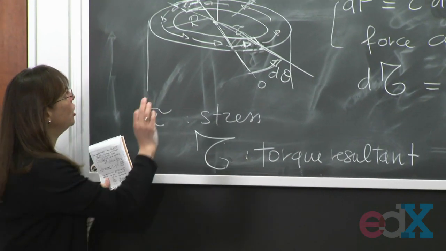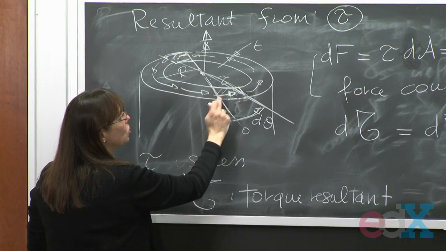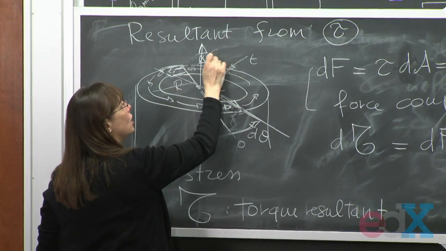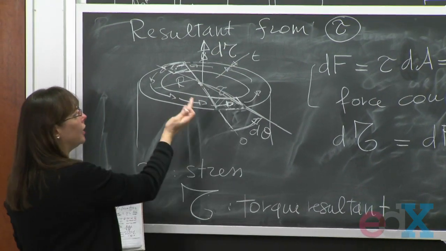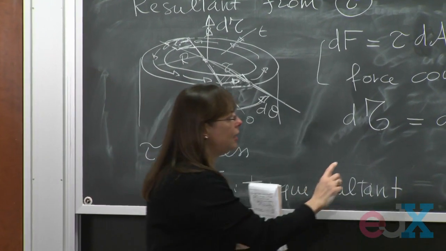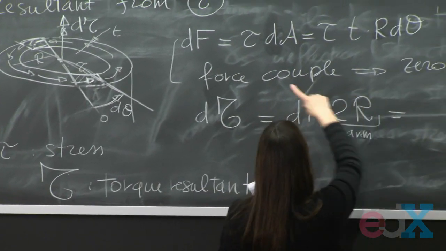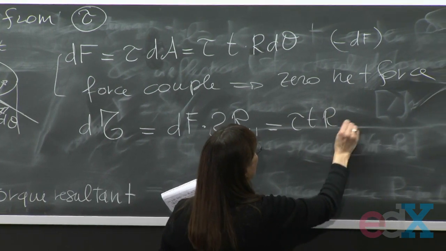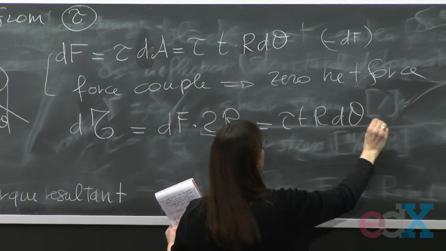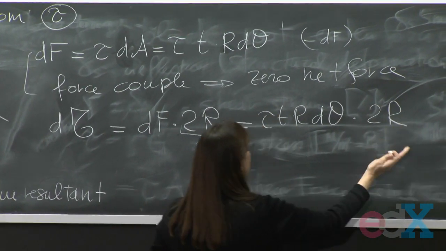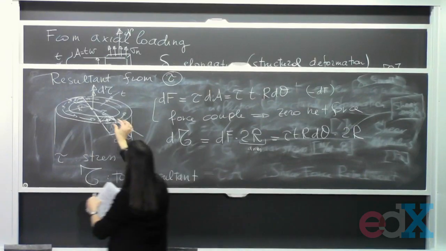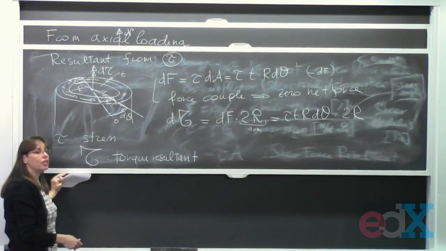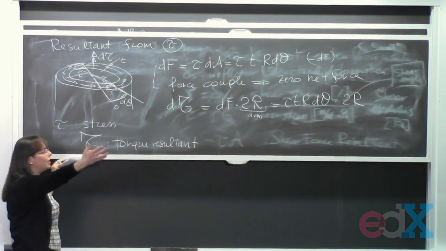Okay? The torque resultant. So these two give me a little bit of torque resultant, their own contribution, a little torque resultant going out. It's the F dot dr, and if I put the F in it, which is tau t r d theta, and I multiply by 2r, this is the little bit of torque that this little area and this little area together give me on the shaft.